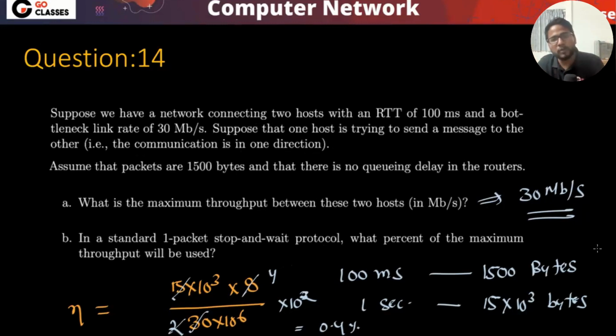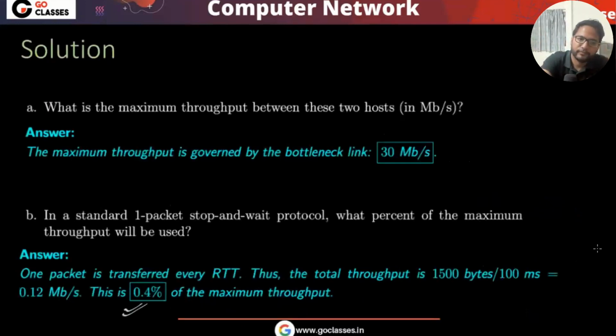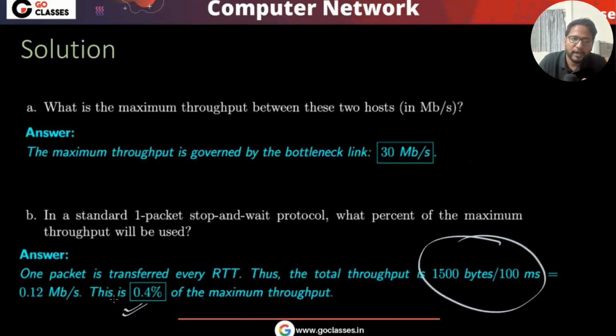See, the maximum throughput is basically just 30 Mbps. And what is the efficiency? It's just that, in this RTT, what you are sending. Very nice question, right? Now you have the throughput, then you can find the efficiency. See, they've also done the same thing. They first found out the throughput, and then they found out the efficiency also.